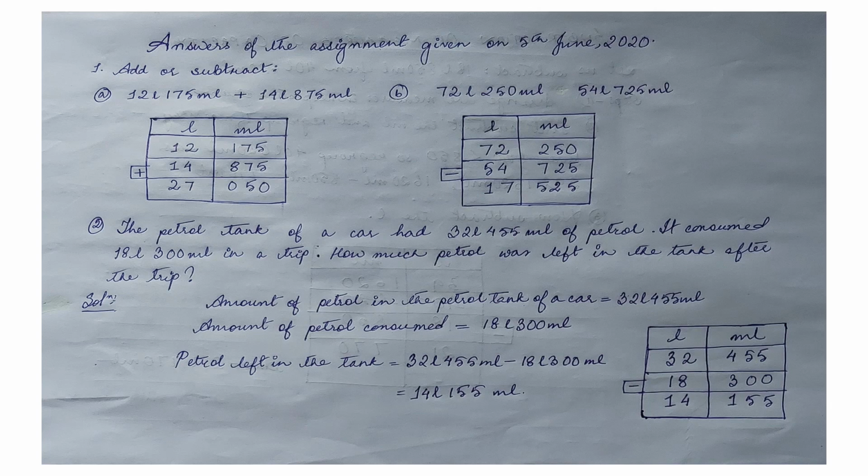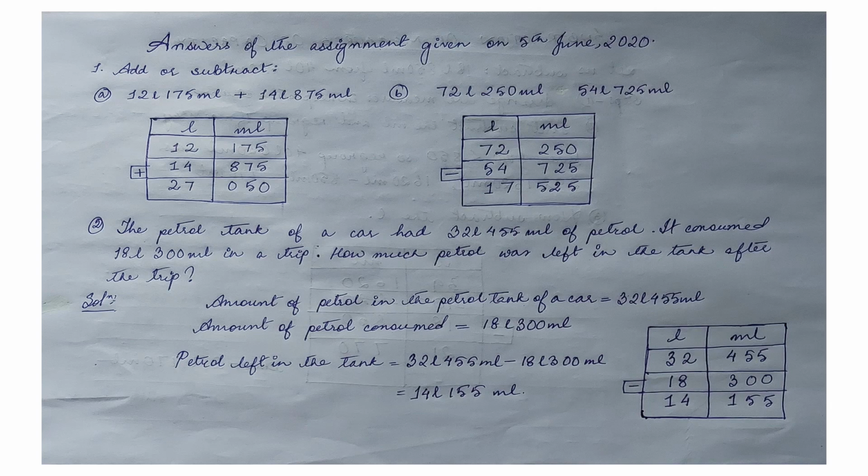Next, 72 liter 250 milliliter minus 54 liter 725 milliliter. Here also, first of all, we will arrange the measures in their columns, and after that we will subtract. After subtracting, the answer is 17 liter 525 milliliter.